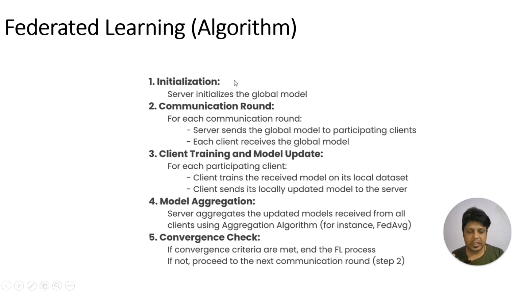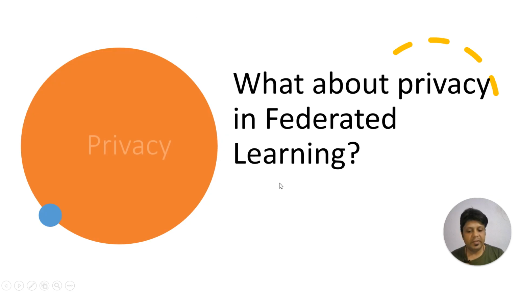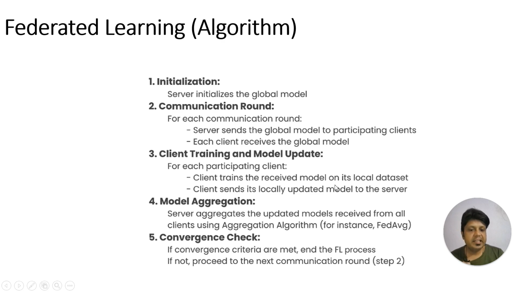So this is what it is written here. Basically the server initializes the global model, and then for each communication round, the server sends the global model to participating clients, and each client receives the global model. Then each participating client trains the received model on its local data set. The client sends its locally updated model to the server, and then the server aggregates the updated models received from all clients using an aggregation algorithm. Okay, and then once the convergence criteria are met, when the loss is minimum, we end the federated learning process. So this is how federated learning happens.